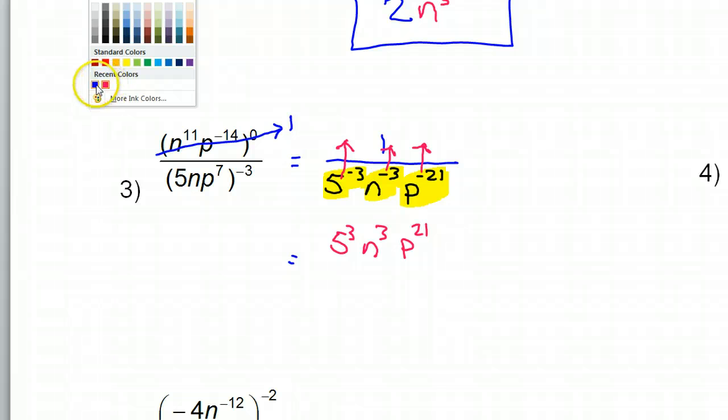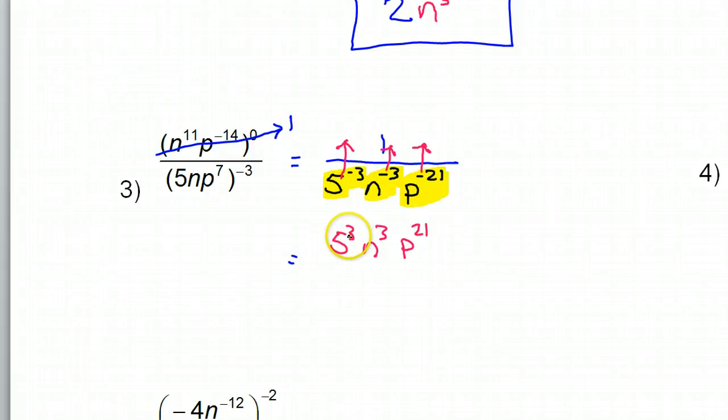Now when you have a power of 3 or 2, you should go ahead and do it. So 5 to the 3rd power is 125. Now if this had been a 4, 5, or 6, I would have just left it. So 5 to the 4th power, I would just leave as 5 to the 4th power. But 5 to the 3rd power, we'll go ahead and do 125.